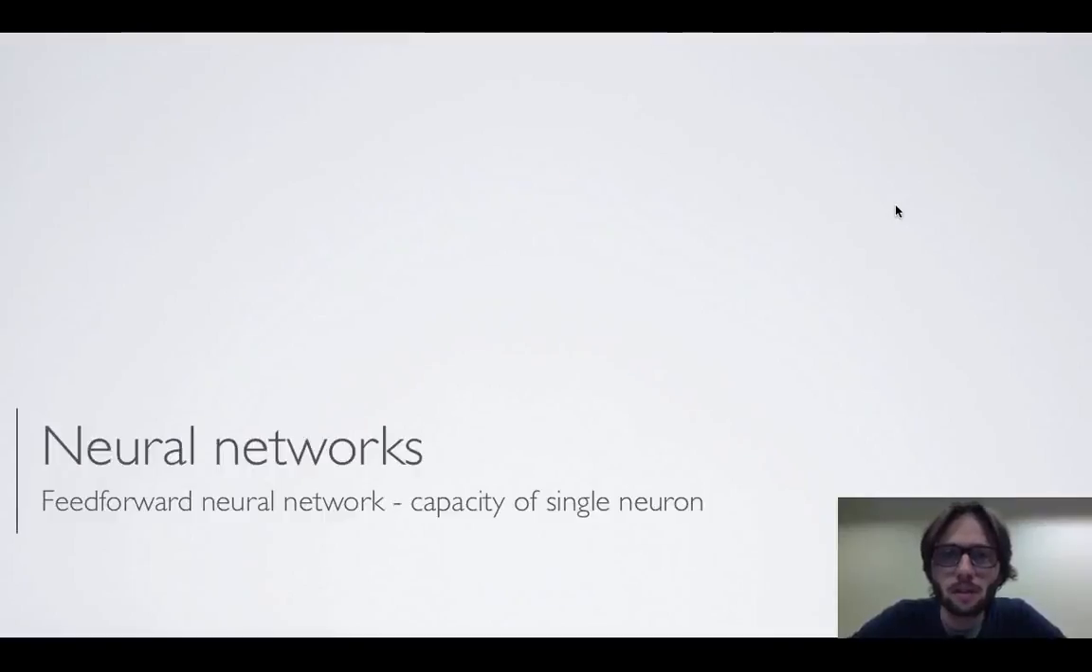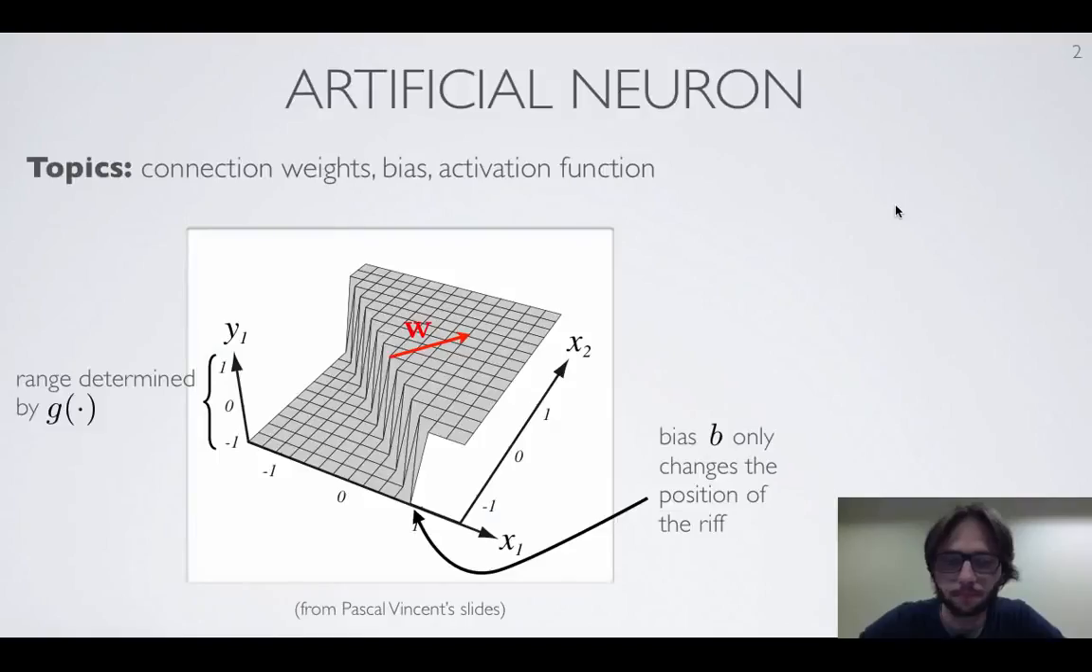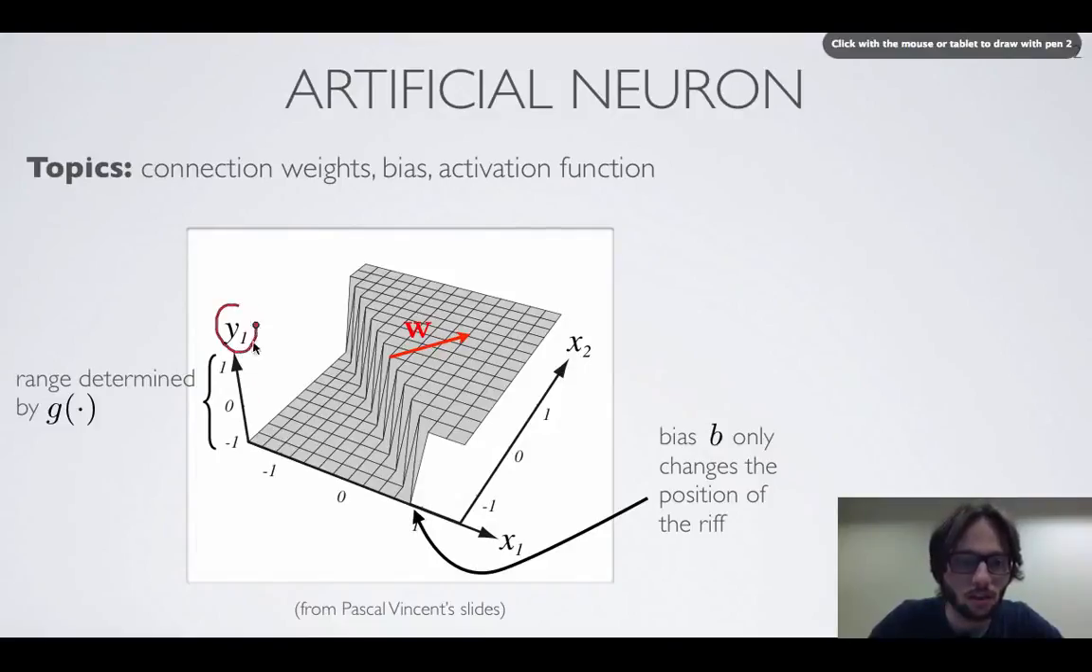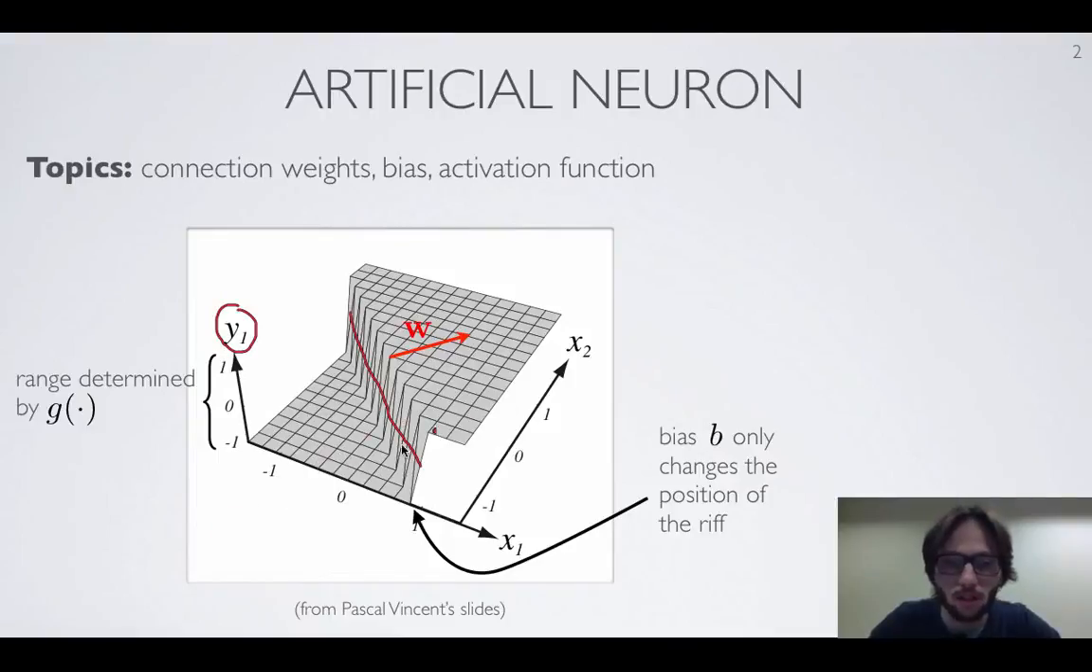In this video, we'll discuss the capacity of a single neuron, that is, the complexity of the computations that it can perform. We've seen before that in 2 dimensions, if we draw the activation of a given neuron, it will look something like this, where we get some ridge between 2 parts of the space. The orientation of the ridge is defined by the vector W, and the bias will also determine the position of this ridge.